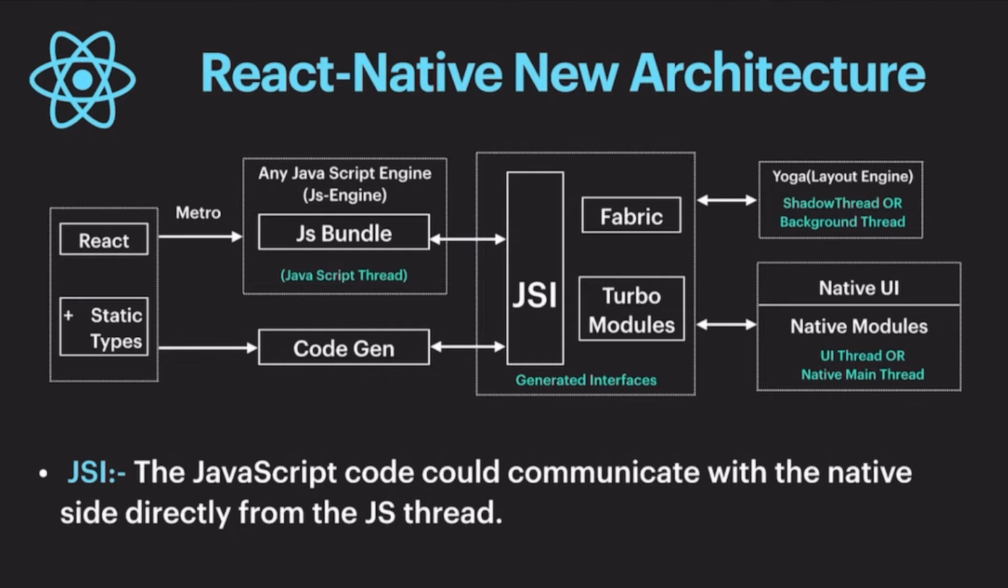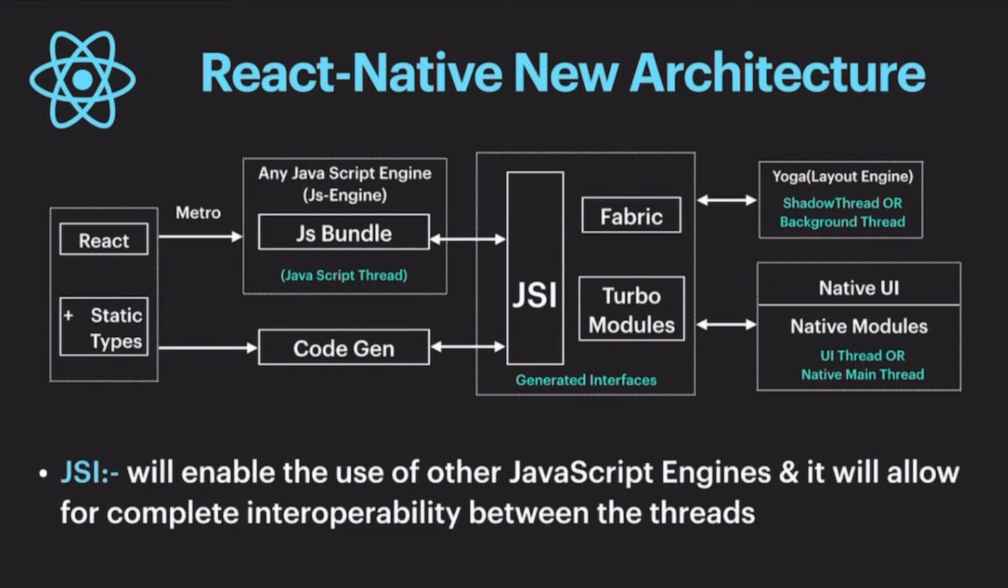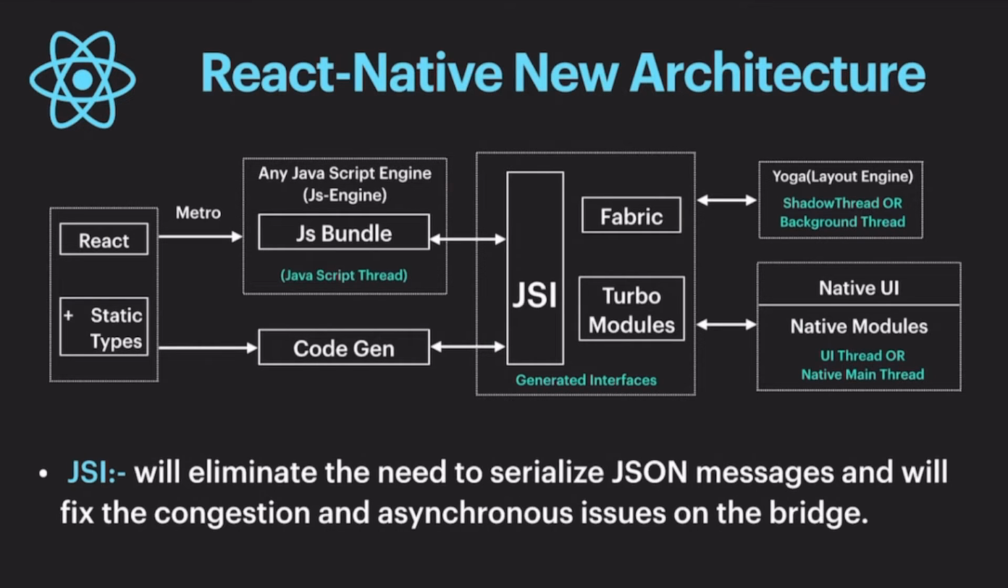It is a big advantage of JSI that JavaScript code can communicate with the native side directly from the JS thread. So friends, it means that JSI enables the use of other JavaScript engines, and it allows for complete interoperability between the threads. Because in the old React Native architecture only one JavaScript engine was used, but in the new architecture we can use other JavaScript engines also. JSI eliminates the need to serialize JSON messages, and it fixes the congestion and synchronization issues on the bridge.